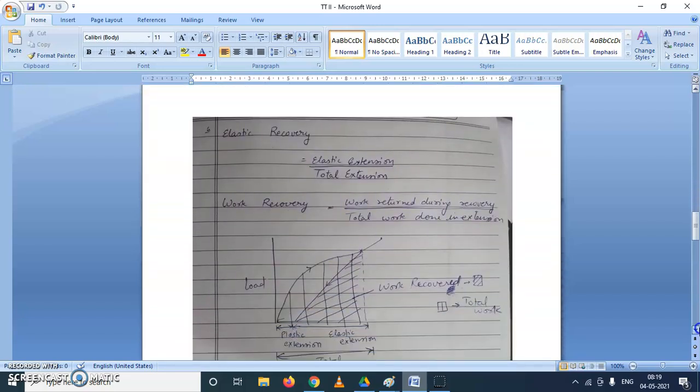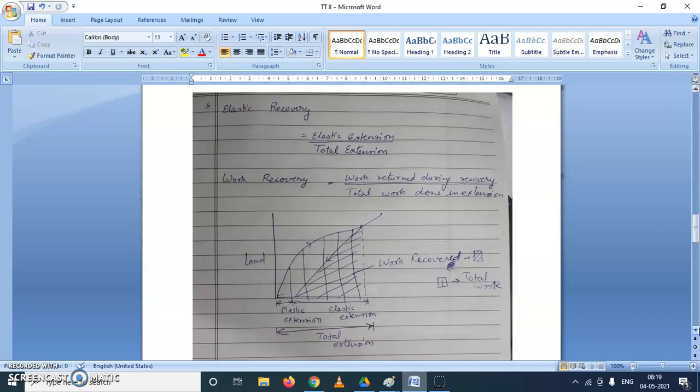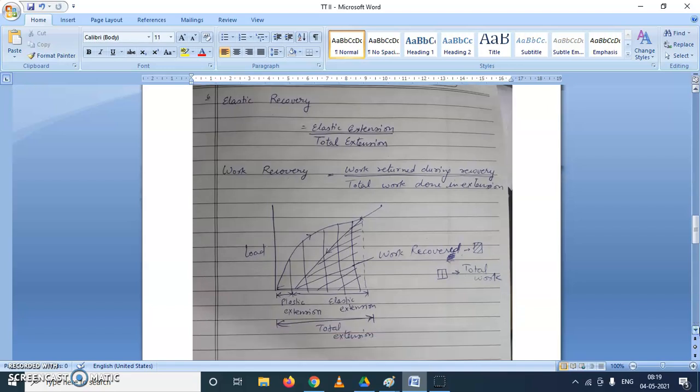Okay. Now next term is elastic recovery. Elastic recovery is also a time dependent property basically, and it depends upon the total extension. Suppose we have got a fiber or a yarn and you have extended it 2% and it has recovered 1.8%. So 1.8 divided by 2 into 100 will give you the elastic recovery, and the other 0.2 part is plastic, that is permanent set.